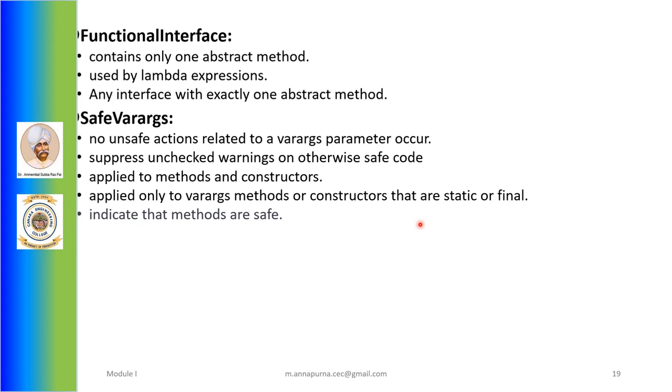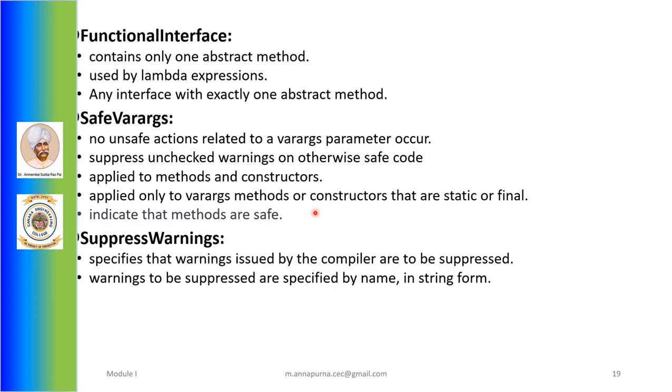final or static. We can use the @SafeVarargs annotation with methods that cannot be overridden, because an overriding method can still perform unsafe operations on their varargs. The @SafeVarargs annotation is used to indicate that methods will not cause heap pollution. These methods are always considered to be safe.